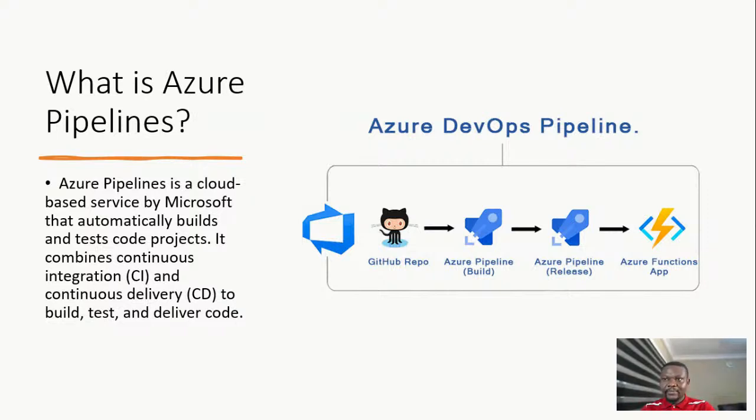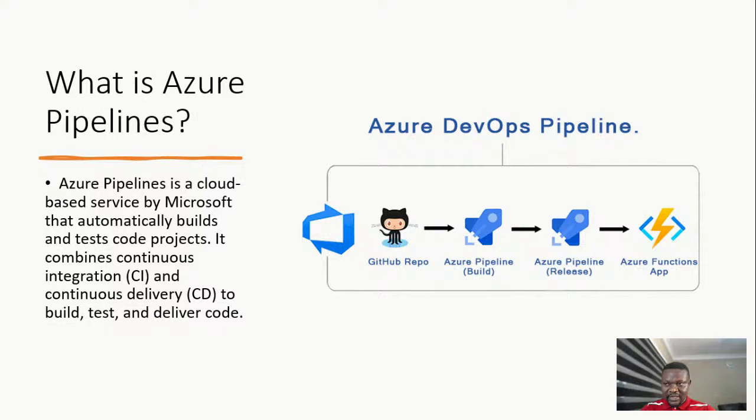It's owned by Microsoft, and it helps you to automatically build, test and deploy your code project. It combines the concepts of continuous integration and continuous delivery to build, test and deliver your code to the market.